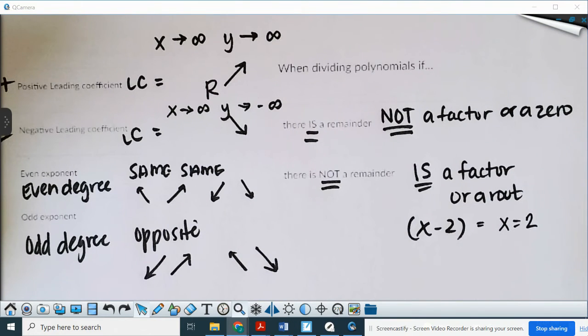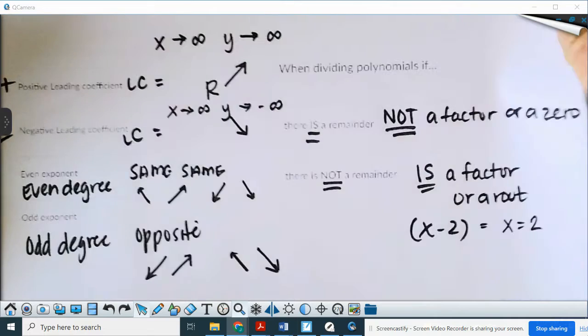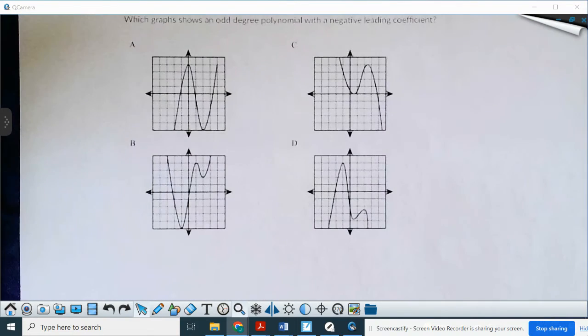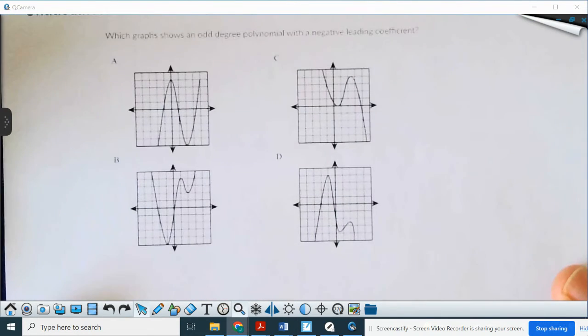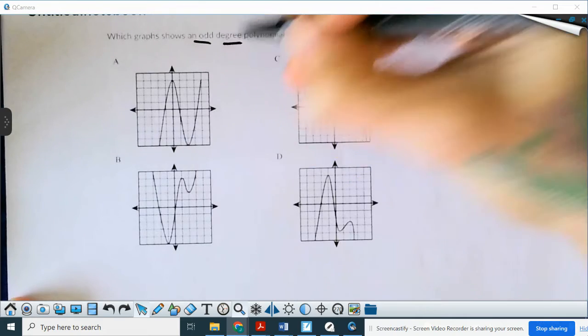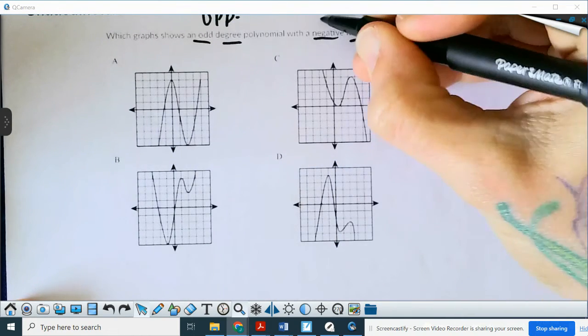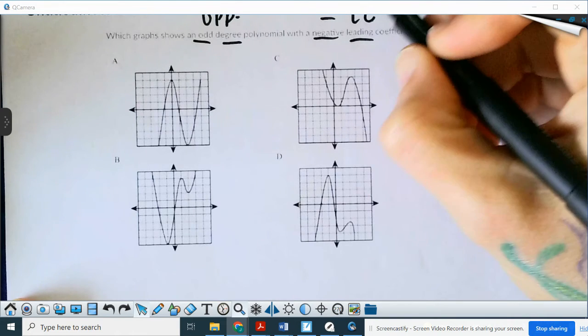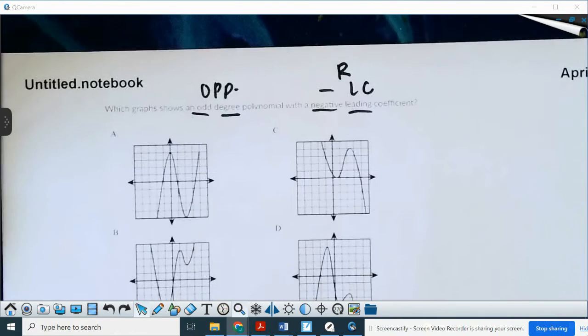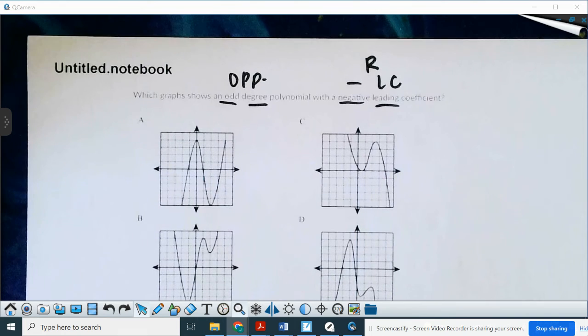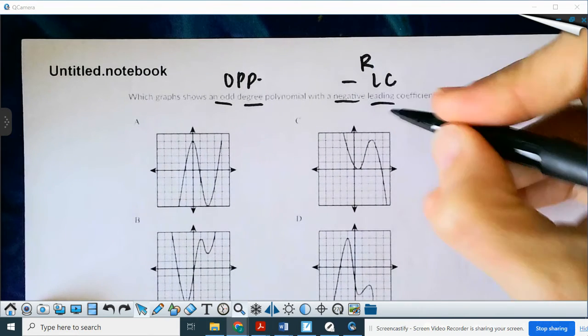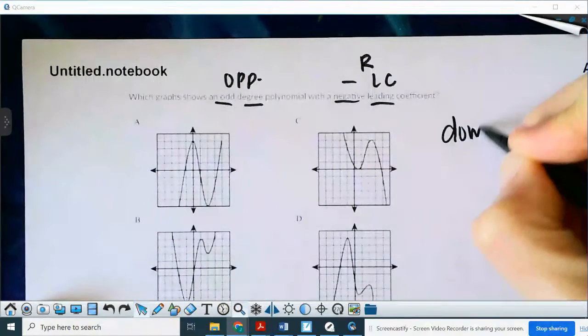So it is a root or a zero there as well. All right, this one I'm not really sure. I think this one we missed a lot because we weren't reading. So odd degree means opposite. And negative leading coefficient. So negative leading coefficient controls the right-hand side of your graph. And it's negative, so it has to be going down on the right.